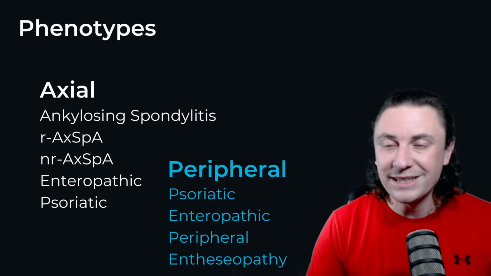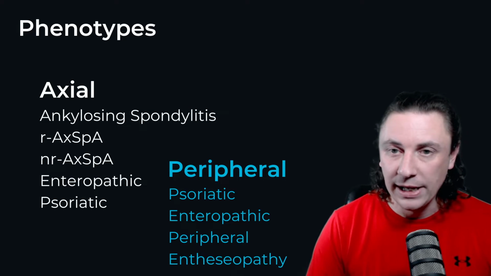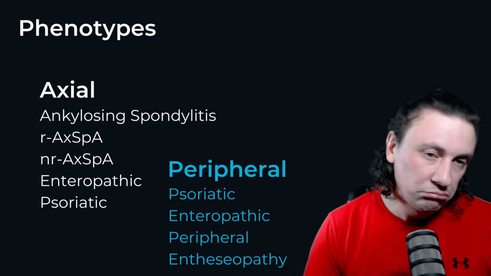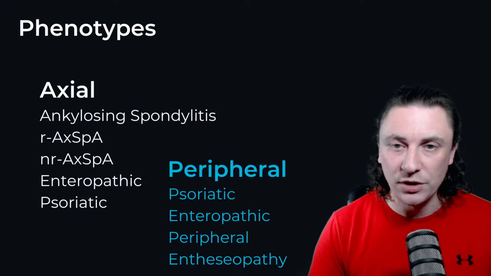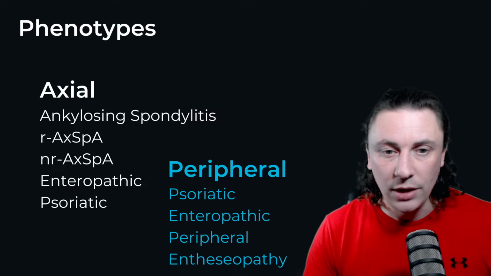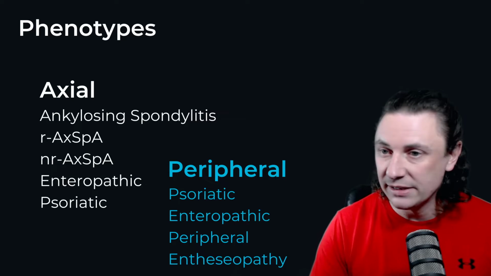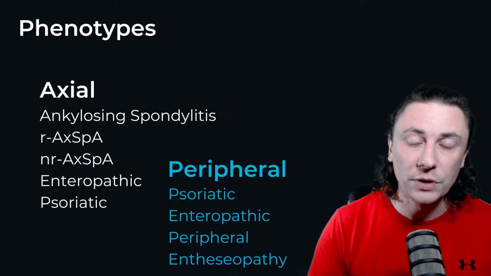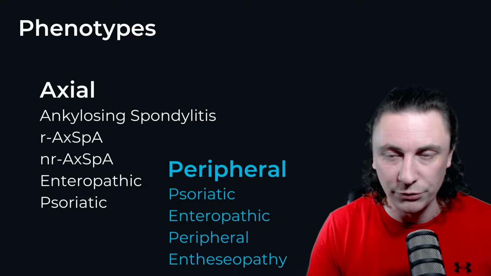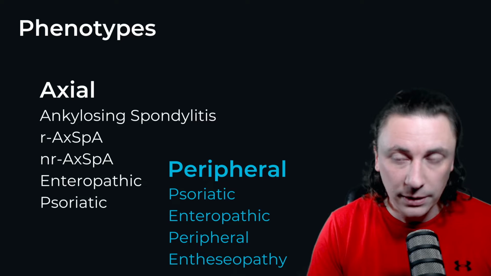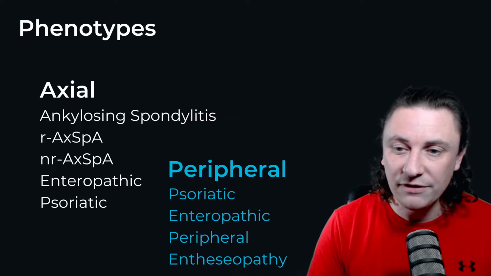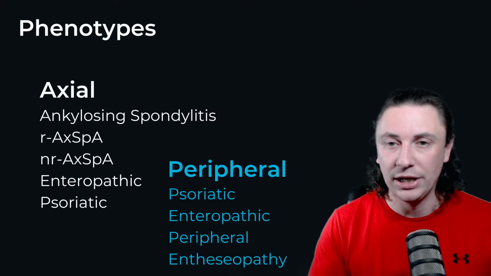So spondyloarthritis is an umbrella term and it covers two basic types really, axial and peripheral. The axial conditions have predominantly axial symptoms, compared to peripheral spondyloarthritis, which has predominantly peripheral symptoms. Some axial spondyloarthritis patients will have peripheral symptoms, and some peripheral patients will have axial symptoms. So there is quite a blur and overlap.